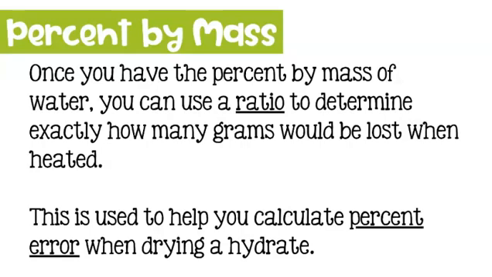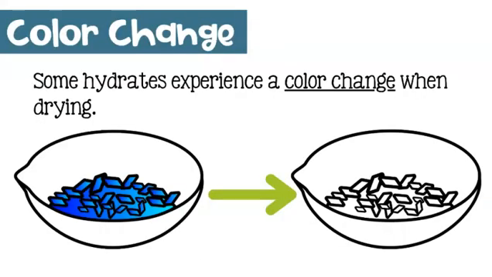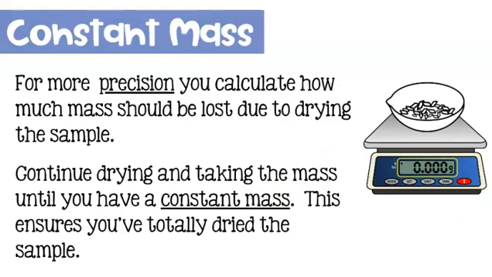This is used to help you calculate percent error when drying a hydrate. Percent error meaning how far off you are from the expected result. Keep in mind, some hydrates actually experience a color change when drying. So if we want more precision, we can calculate how much mass should be lost due to drying the sample. Then we're going to continue drying and taking the mass until you have a constant mass. The mass doesn't change. This ensures that we've totally dried the sample.